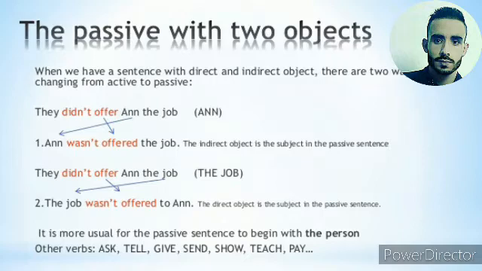We can either start with the job or with Anne. The first way we can say it: the job wasn't offered to Anne. Okay, this is the first way you can do it. And Anne was not offered the job. So these are two different ways to deal with this type of verb. So we can start either with the direct object or the indirect object, plus the verb to be conjugated into the tense we have. For example, here we have the simple past, then the past participle of the verb offer.